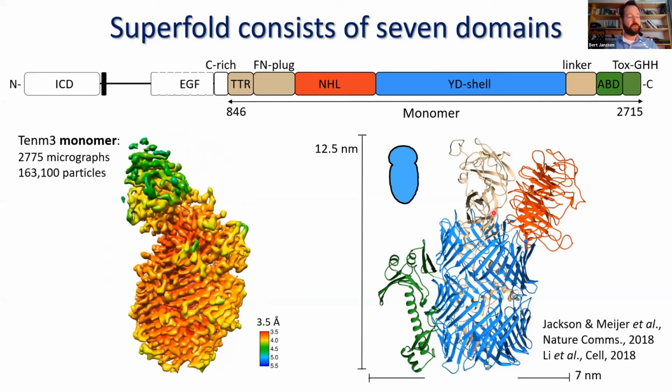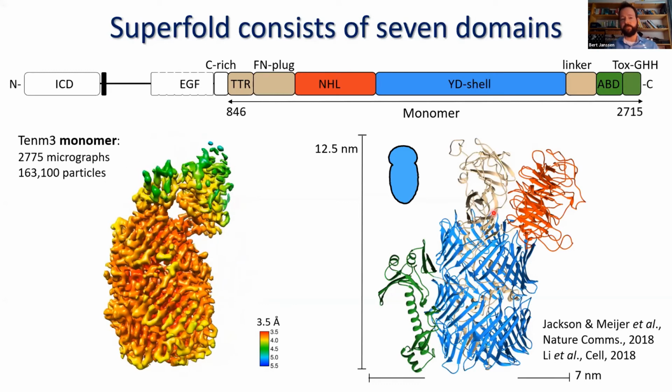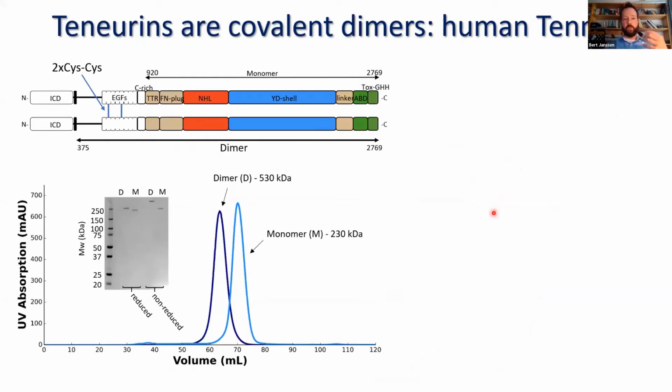However, as I said, teneurins are not monomers, but they are dimers. Teneurins form covalent dimers because of two intermolecular disulfide bonds in the second and the fifth EGF. And so Dimfna made the full extracellular part of teneurin 4, that is a covalent dimer, and she showed that on a gel. So on reduced and non-reduced, as you can see, the non-reduced runs much higher. And also on a SEC, we could see that it's a protein of about 530 kilodalton. So it's a covalent dimer.